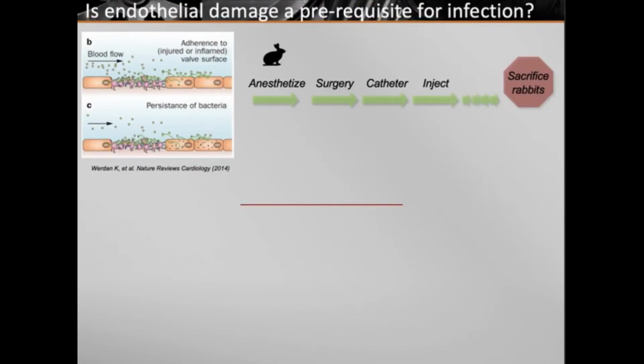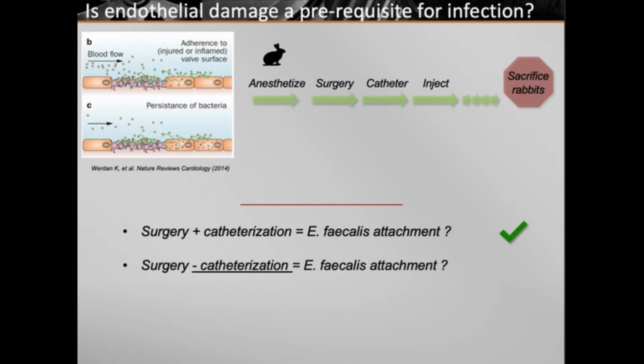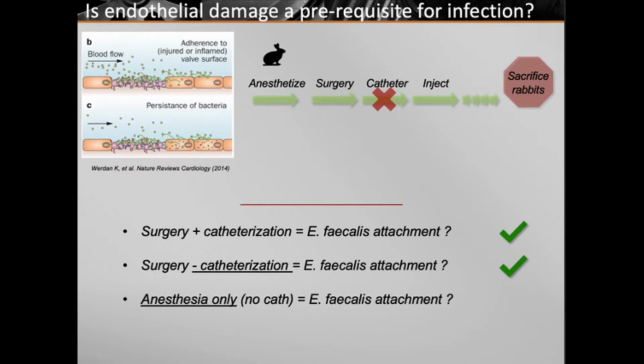So if we do surgery and do catheterization, we get attachment. Yeah, we get that, okay. If we do that but we don't catheterize them, do we get attachment? Yes. Okay, so maybe no damage. What if we just do anesthesia? Do we still get attachment? We do. What happens if we just mildly sedate them?